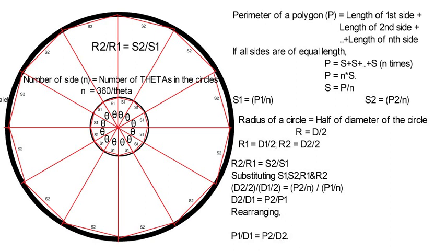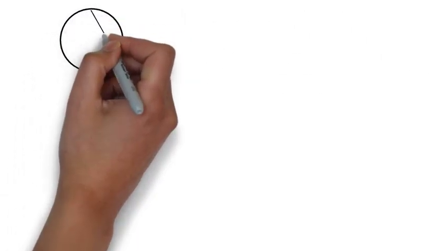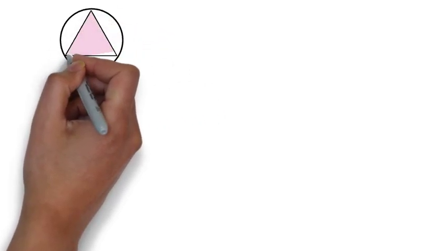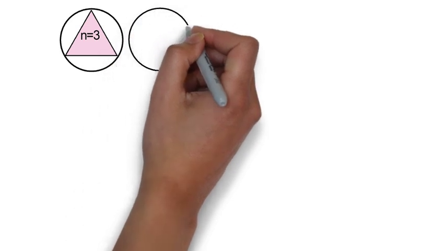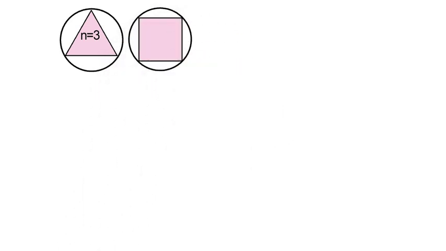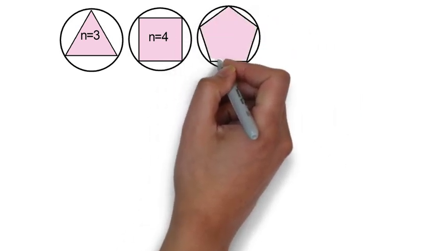That is, the number of diameters of circle 1 contained by the perimeter of polygon 1 is equal to the number of diameters of circle 2 contained by the perimeter of polygon 2. We have reached the final step. Let us take a circle which is inscribed with the smallest regular polygon, that is an equilateral triangle. Similarly, the circle is inscribed with a square and regular polygons of 5, 6, 7, 8, 9 and 10 sides.